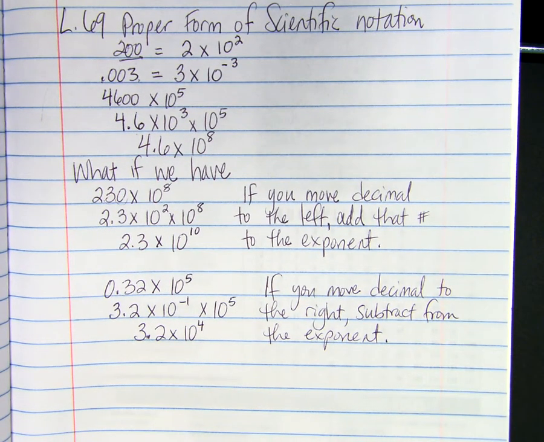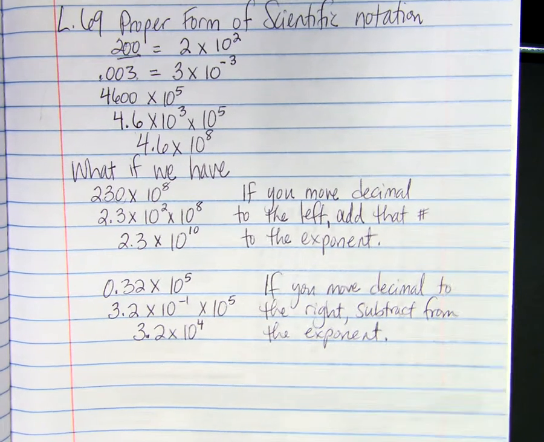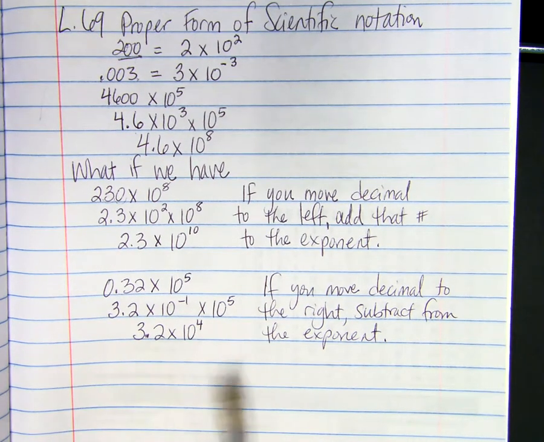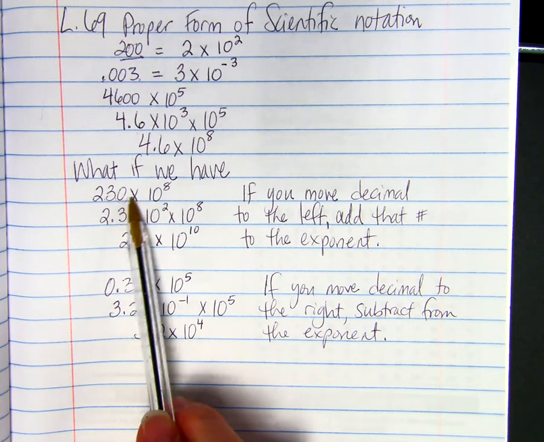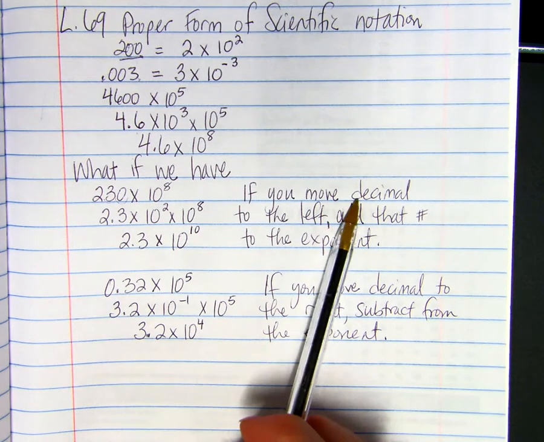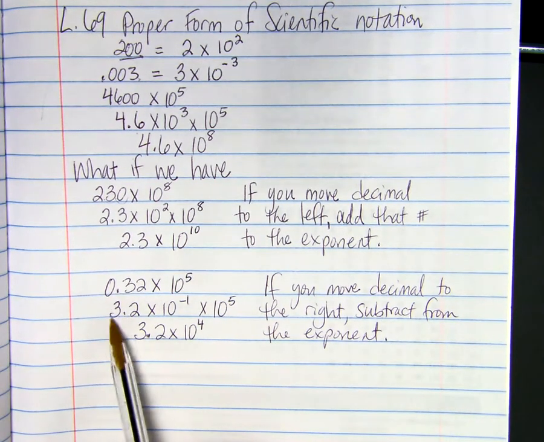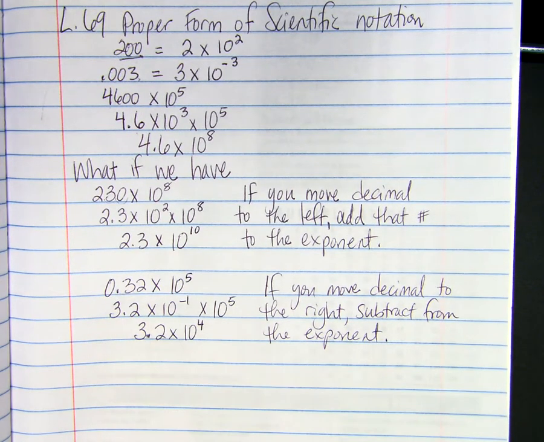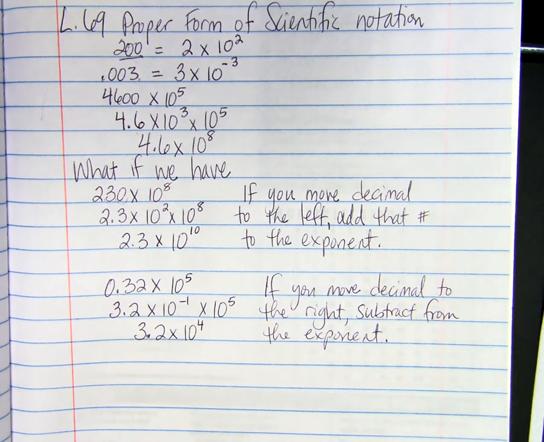Okay, that's the end of the lesson. We're going to do some practice sets so that you can get used to adding and subtracting. So if you had to move the decimal left, then you just add the number to the exponent. If you have to move it to the right, you subtract how many times you moved it from the exponent. That's it.